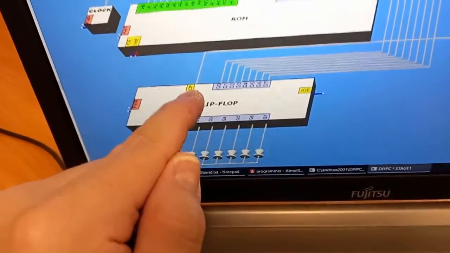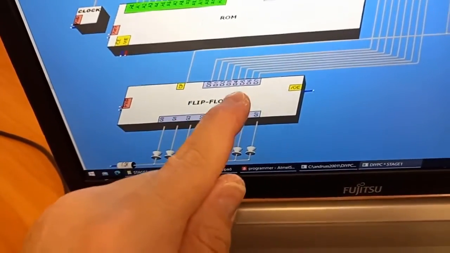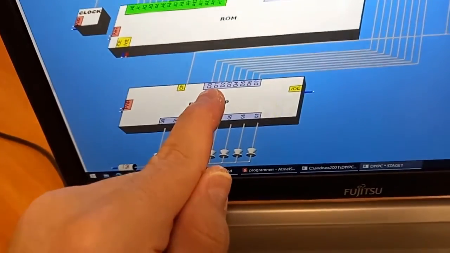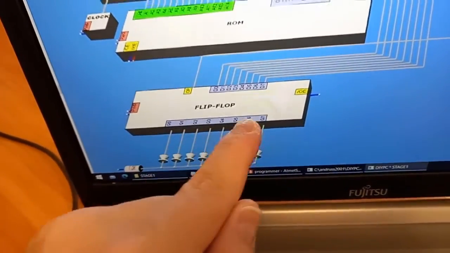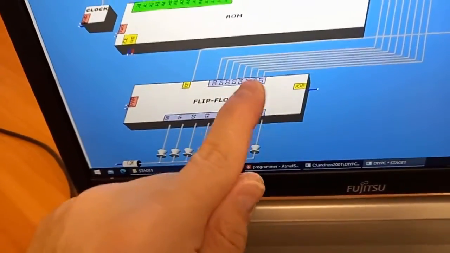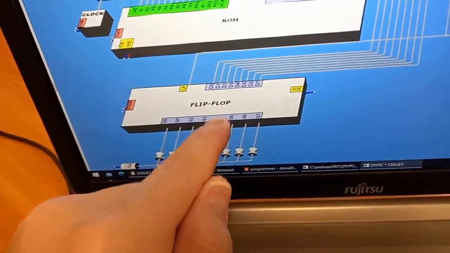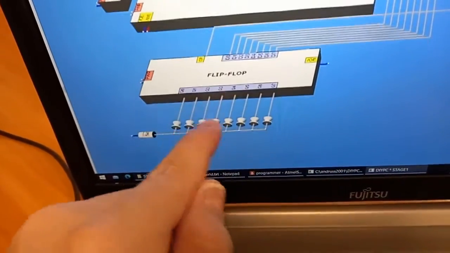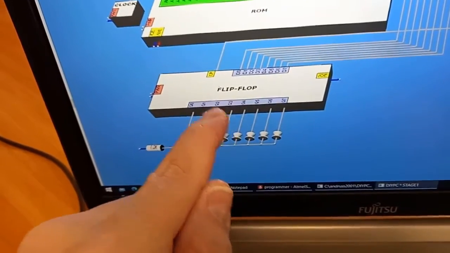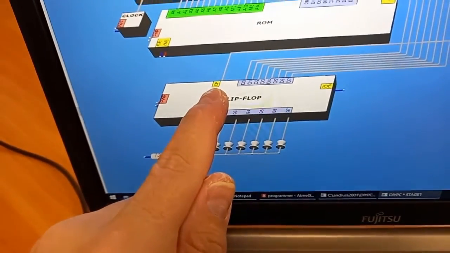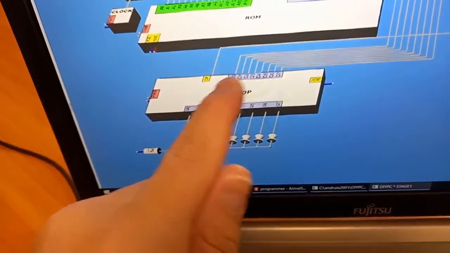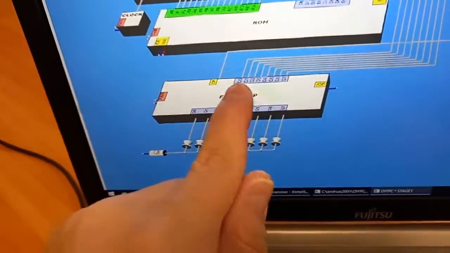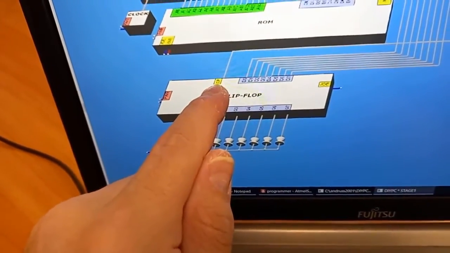And what it does when it gets 0 here, it straight away copies, duplicates what it finds on the input to the output, and it's going to hold this input at the output. For example, we have byte AB now, and it's going to come here, and it's going to sit here as long as this pin is positive. When it got zeroed, the flip-flop copied input to the output.